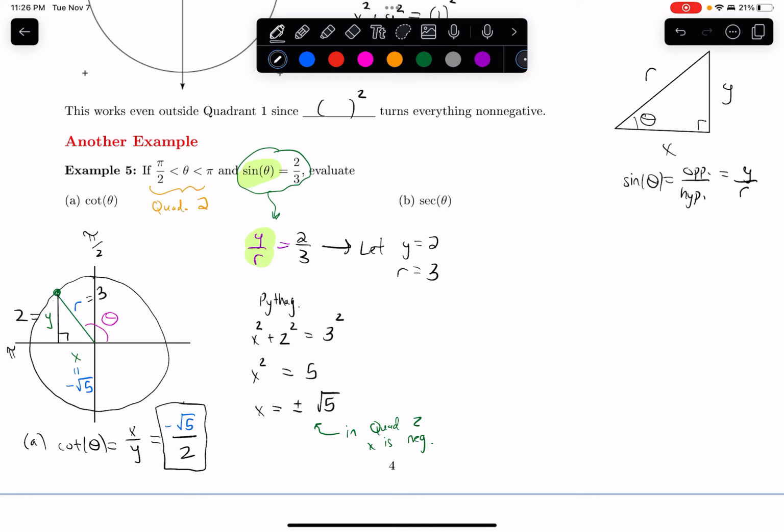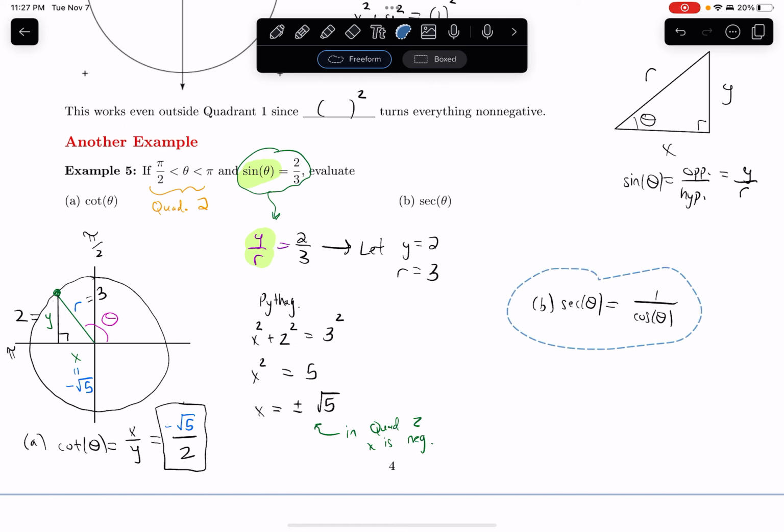So notice we were able to figure out what it was without even knowing the angle. Just from the given information that sine of theta equaled this fraction, I was able to construct all the sides of the right triangle, and that was enough information to figure out cotangent of theta. All right, so now let's get part B. Part B asks me for secant of theta. So I know secant is the reciprocal of cosine. This is 1 over cosine.